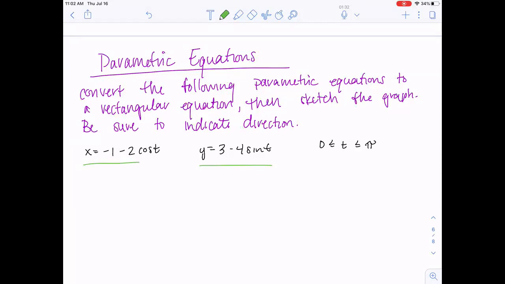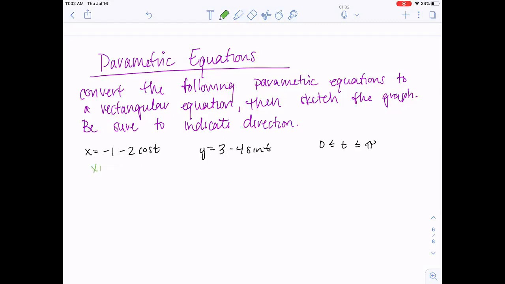So what we want to do is rewrite this in a way where we only have x's and y's, so we're dealing with some kind of rectangular equation that we can graph. The first thing we want to do is eliminate the parameter. T is our parameter, time, and we want to eliminate that. So we're going to try to isolate t in both of these equations, and then we can substitute and get rid of it.